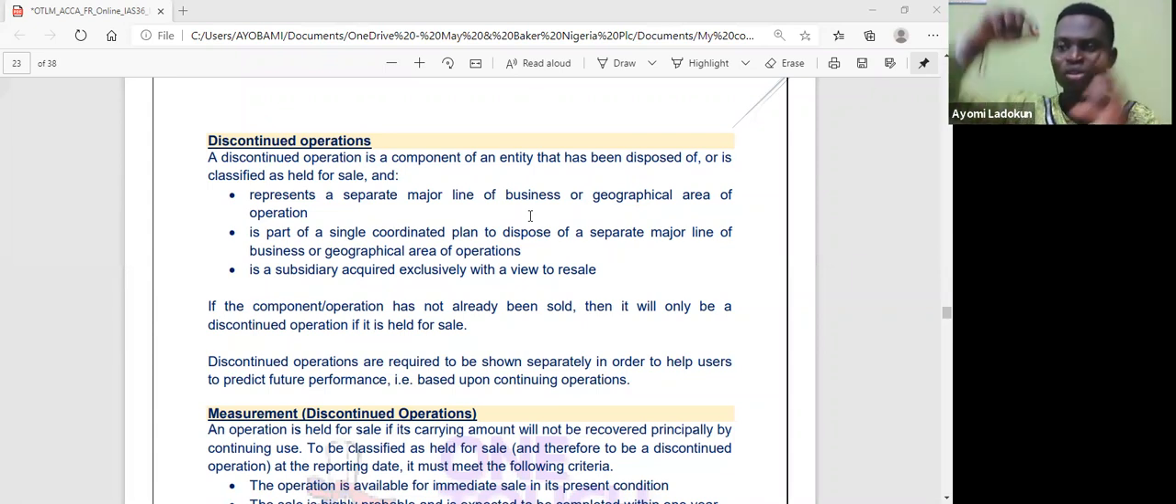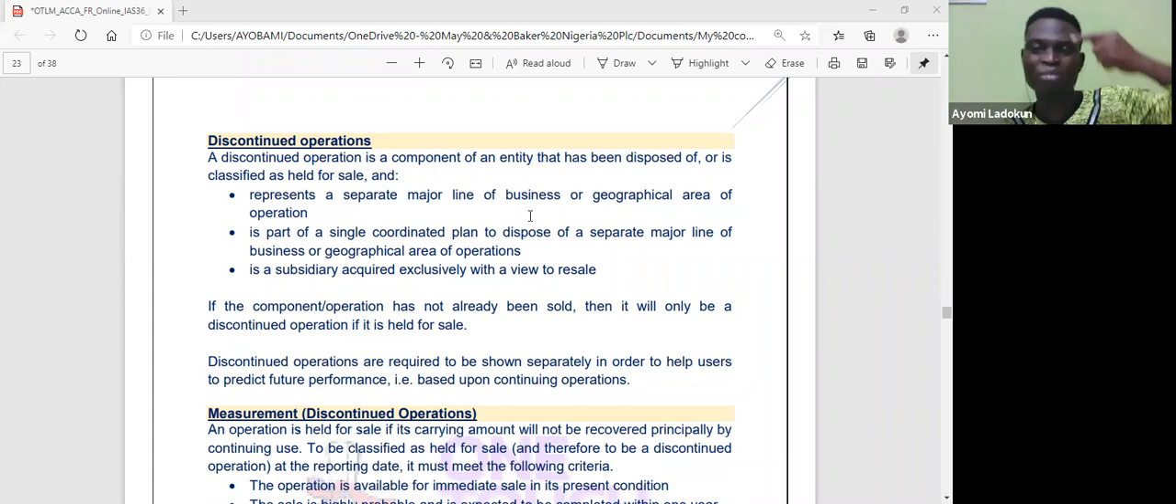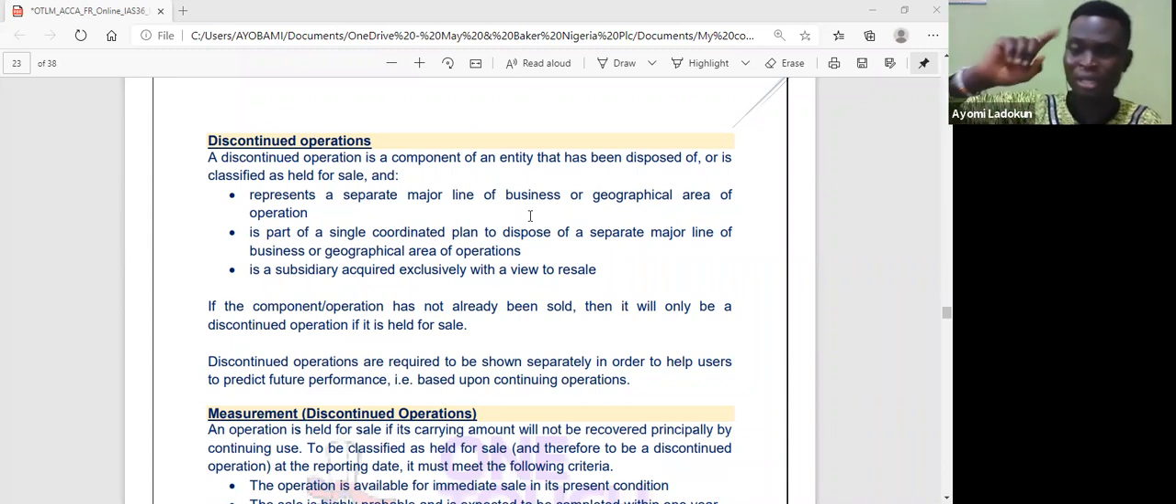So we now decide to stop one of those operations. That's what we call discontinued operations. That's why a discontinued operation is a component of an entity that has either been disposed of, or is classified as held for sale. What does that mean? During the year, I have disposed one of them. So that means at the year end, I'll take it as discontinued operations, or I intend to sell it. So at the year end, I will classify it as held for sale.